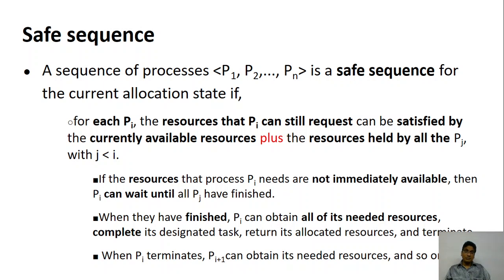If P2 comes to you and if you are able to satisfy the request, then there is no problem. If P3 comes and if you are able to satisfy, there is no problem. There won't be any deadlock. However, there is one small twist in this.